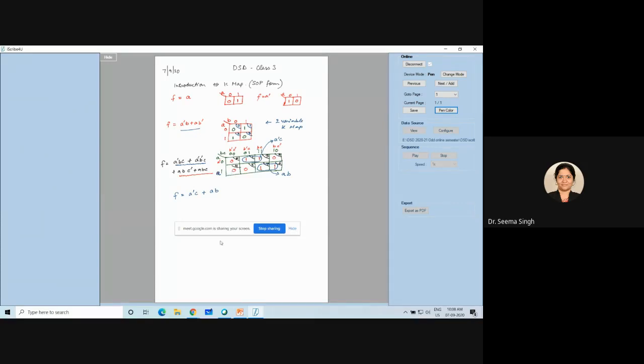Horizontal pair is there. What about vertical pair? Is it there or not? Yes, ma'am. Vertical pair is there between 3 and 7, right? A 3 and 7 gives me a vertical pair also. So let us see that also. So 3 and 7 will give me a vertical pair.